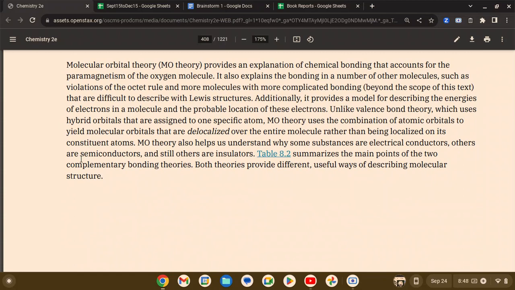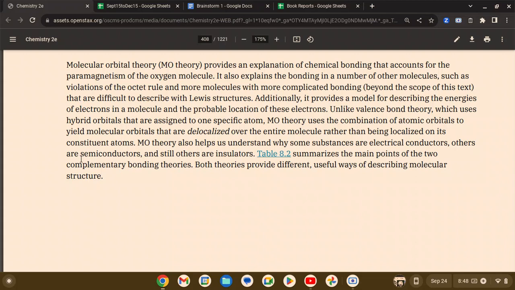Unlike valence bond theory, which uses hybrid orbitals that are assigned to one specific atom, MO theory uses the combination of atomic orbitals to yield molecular orbitals that are delocalized over the entire molecule rather than being localized on its constituent atoms. MO theory also helps us understand why some substances are electrical conductors, others are semiconductors, and still others are insulators.